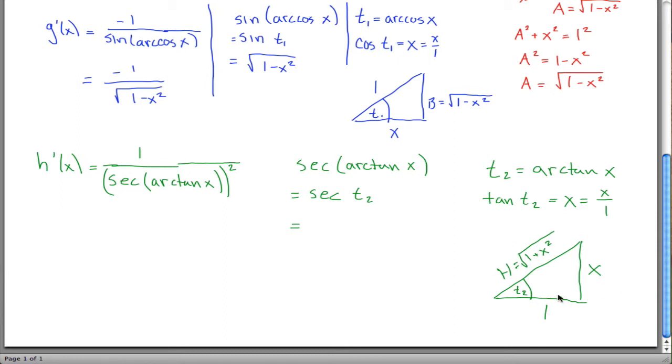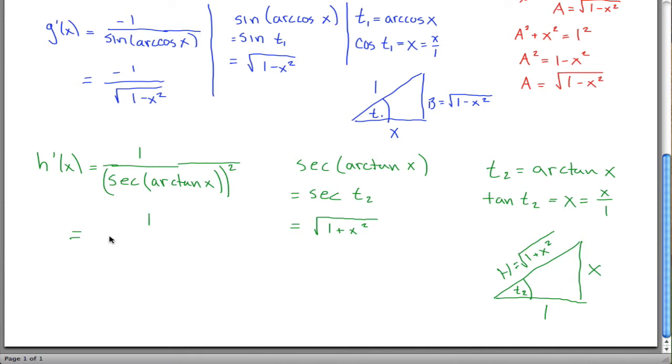In other words, I have this triangle right here with this angle t2. And so if you recognize that secant is, well, a few ways to do this. Okay, secant is 1 over cosine. Cosine is adjacent over hypotenuse. So secant is hypotenuse over adjacent. So secant is equal to the square root of 1 plus x squared over adjacent, which is just 1. So what I get is that secant of arctangent of x is the square root of 1 plus x squared.